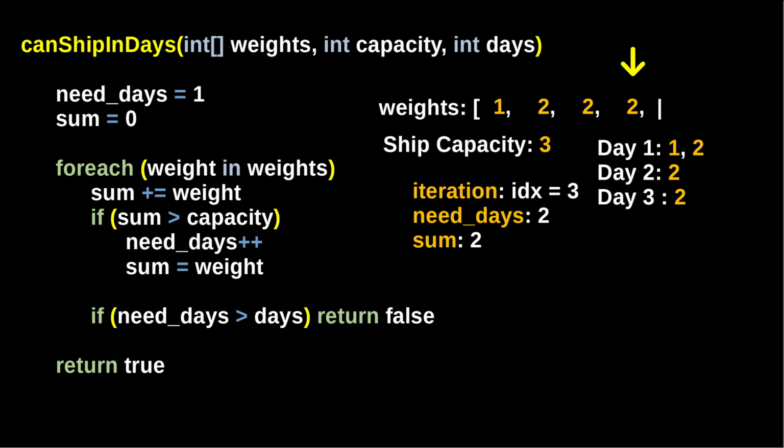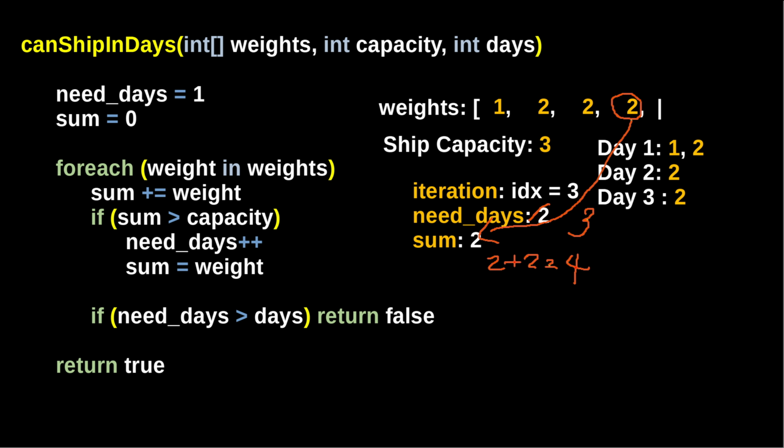And then in the final iteration, the sum is now 4. And then again, this will trip the if statement, and then we'll increment the needDays value by 1. So now needDays is 3. And then this will finish the foreach loop. So the total number of days we need is 3.